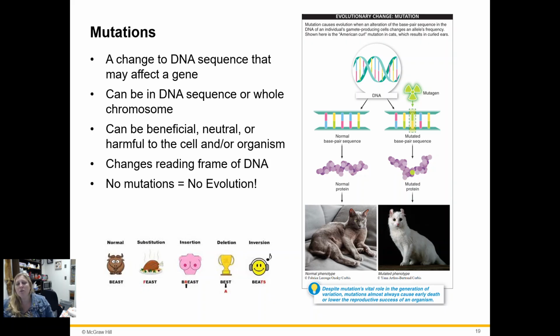And we know that mutations are important. We need it, okay? No mutations equals no evolution. And evolution is one of the key characteristics of life and a major theory of biology.